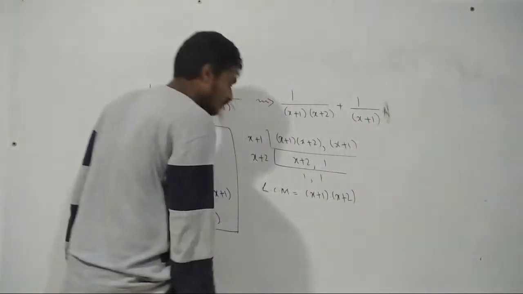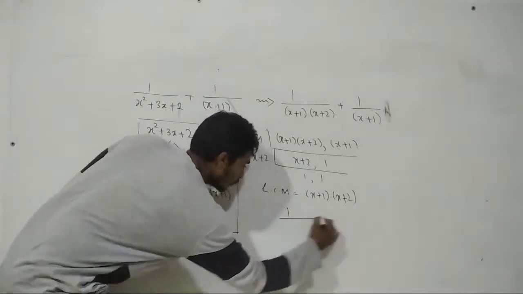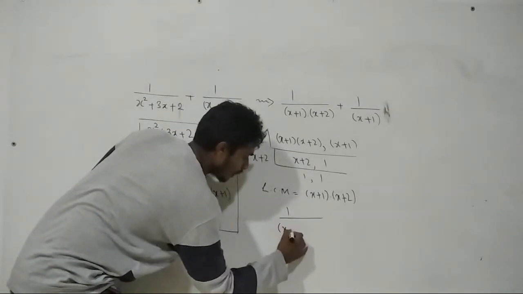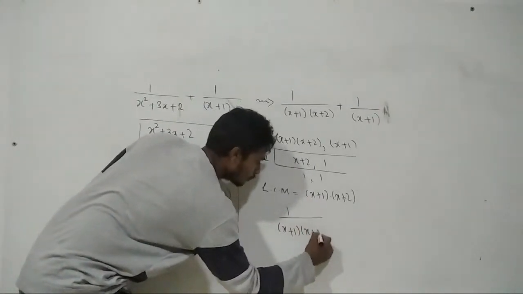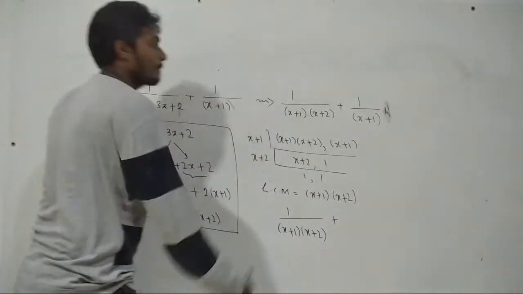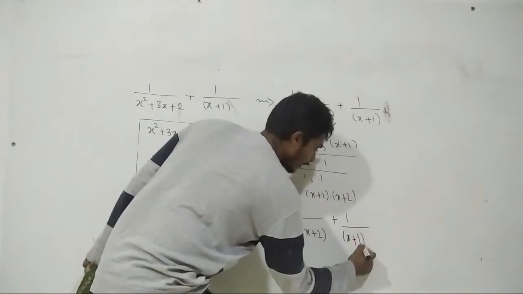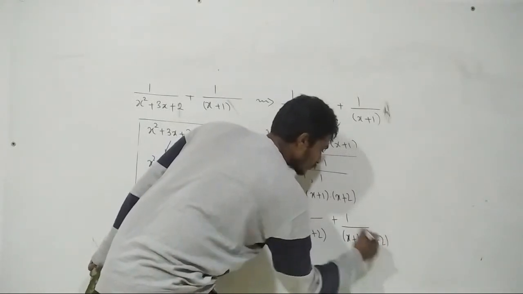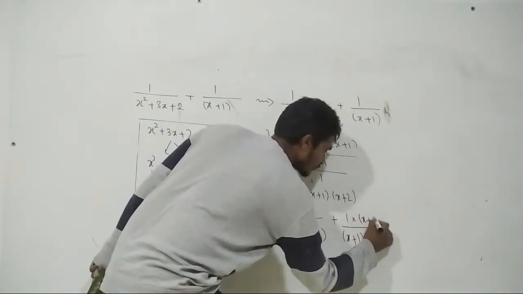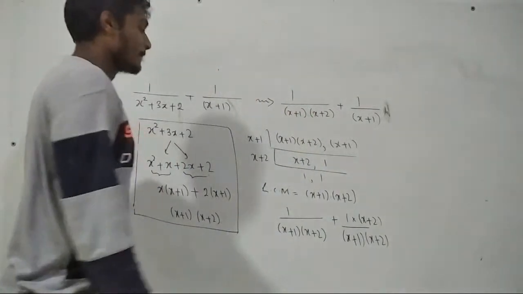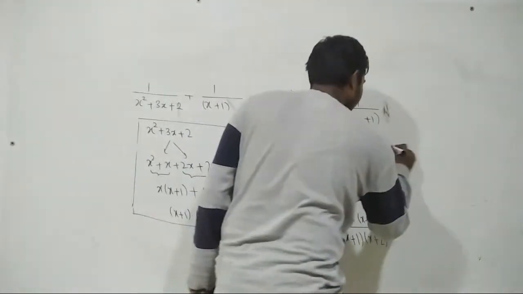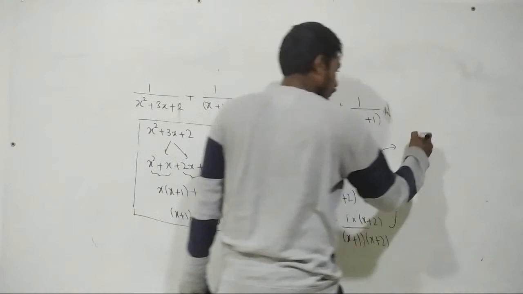would give us 1 over x plus 1 into x plus 2 plus, we have 1 over x plus 1 multiplying up and down by x plus 2 will give you x plus 2, and you also need to give you x plus 2. So guys, now let's take this. So you have 1 over x plus 1 into x plus 2.